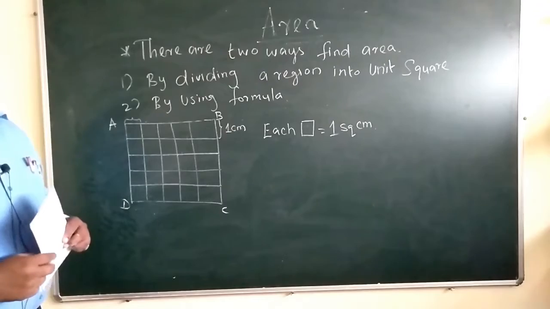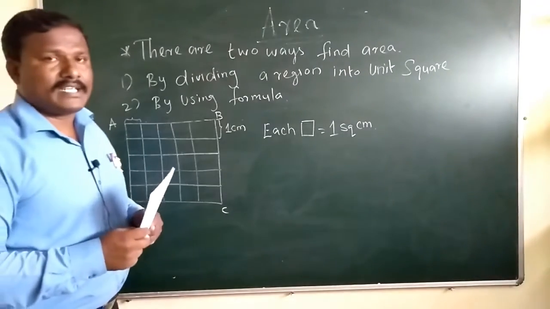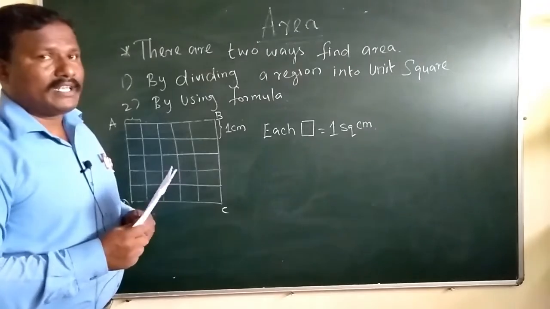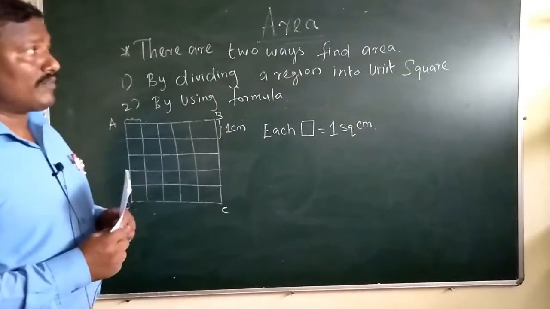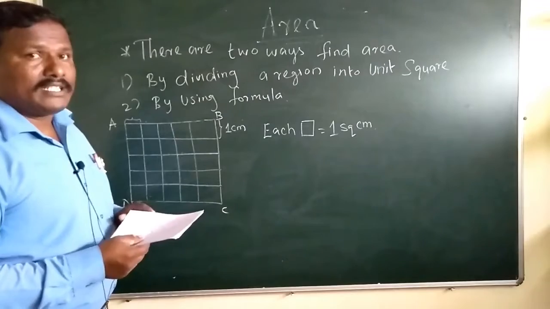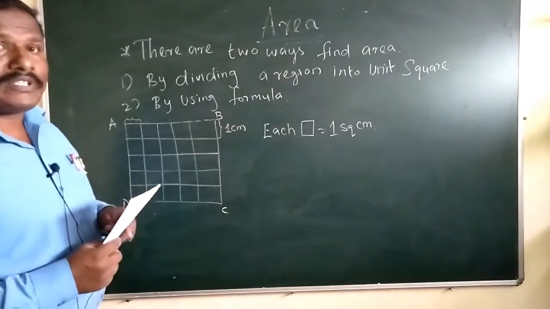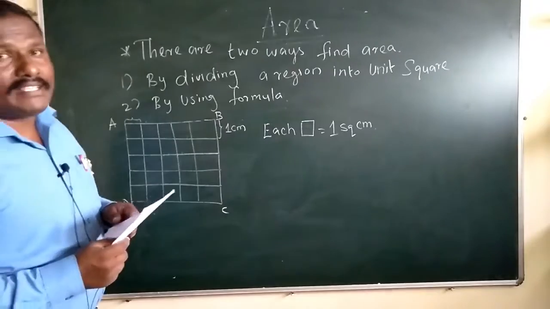Okay students, I told you what is the area. It's the enclosed surface of the closed figure, the amount of surface of a closed region. It's called its area. So there are two ways we can find the area.